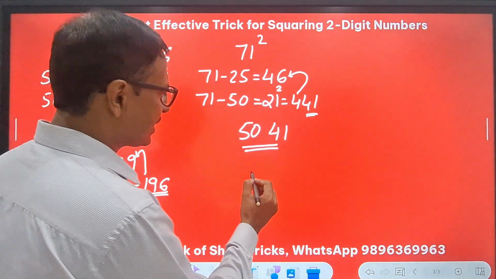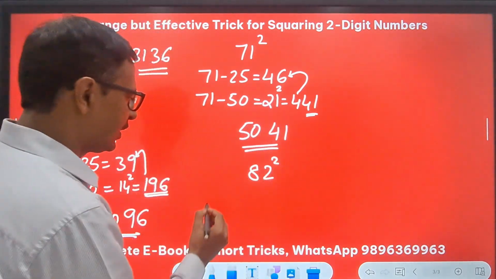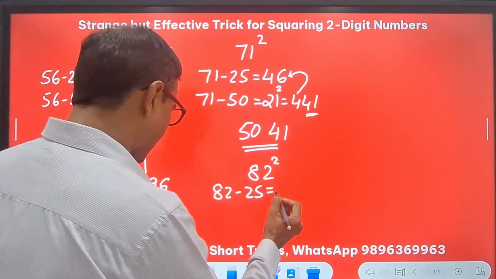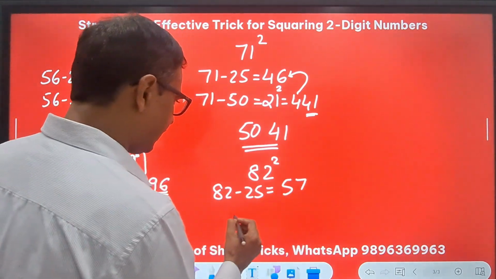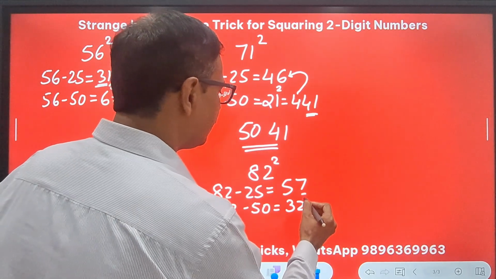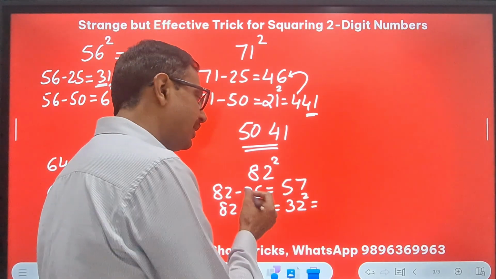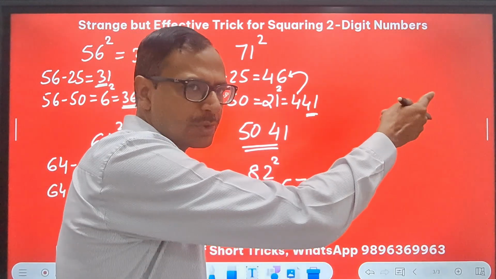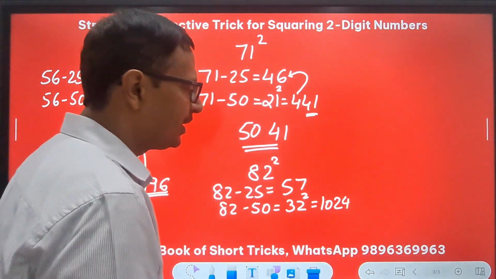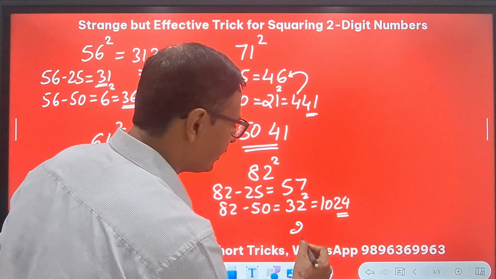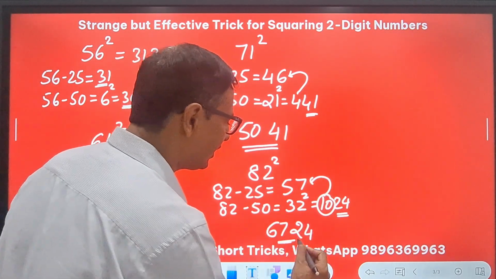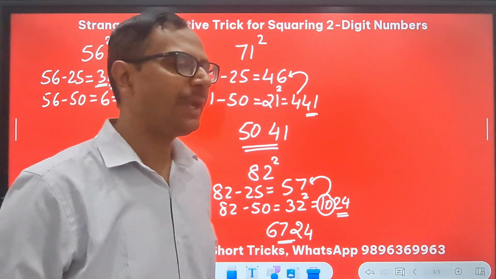Let's take a larger number. Let's see 82 square. So if I subtract 25 from 82, I will get 57. And then if I subtract 50 from 82, I get 32. Now finding 32 square can also be done using the same trick which I have demonstrated in my next question. Okay, so as of now 32 square, 1024, I am writing directly. So 24 retained and 10 added to 57 gives me 67. So 6724 is the square of 82.